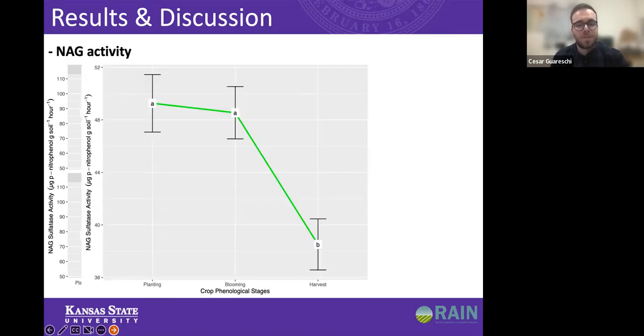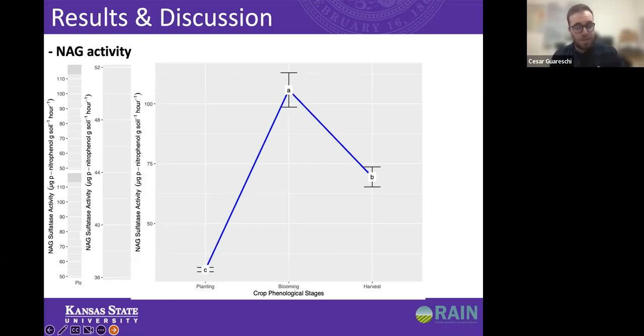When you go to the intermediate layer, 5 to 15 centimeters, we have an effect only for growing stage, having a decrease from planting to harvest. And for the last layer, 15 to 30 centimeters, we have a really expressive boost in activity at the blooming stage, having even higher values than topsoil in the blooming stage, and also decreasing through harvest.